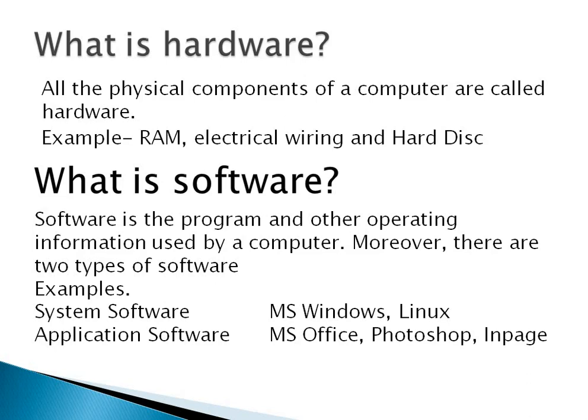Moreover, there are two types of software. Number one, system software. It includes MS Windows, Linux. These are the operating systems. And the second type is application software. MS Office, Photoshop, InPage. These are the softwares which are installed once the operating system is completely functional.